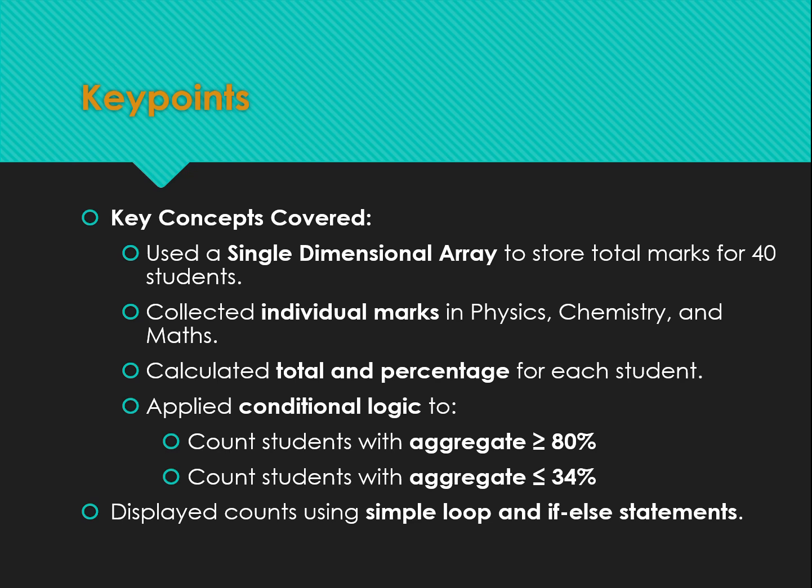To analyze the performance, we used simple conditional checks. If a student's percentage was greater than or equal to 80, they were counted as high performers. If the percentage was less than or equal to 34, they were counted as needing improvement. Finally, we displayed the count of both these categories. This exercise helped us understand how to handle arrays, loops, conditions, and basic arithmetic operations in Java, all within the context of a real-world problem.